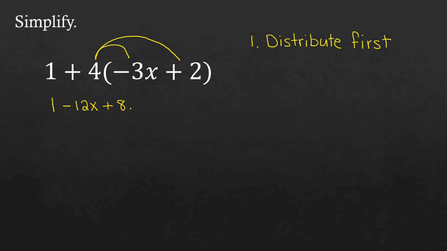If I take a look at the terms that I have left, 1 minus 12x plus 8, I notice that they're like terms. So I see a 1 that I can combine with an 8. I will not be able to combine my minus 12x with these two terms because, again, this has an unknown in the term while the other two terms are just constants. So I can't combine a variable term with a constant. So as I'm simplifying, the second thing I'm always looking for is whether or not I can combine like terms.